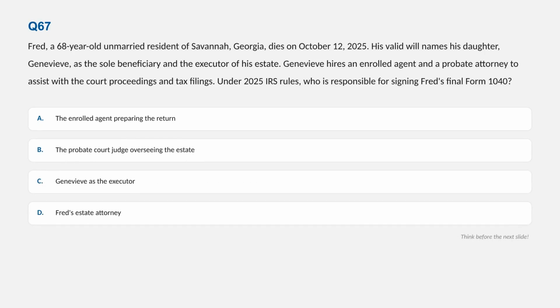Fred, a 68-year-old unmarried resident of Savannah, Georgia, dies on October 12, 2025. His valid will names his daughter Lucy as the sole beneficiary and the executor of his estate. Lucy hires an enrolled agent and a probate attorney to assist with the court proceedings and tax filings. Under 2025 IRS rules, who is responsible for signing Fred's final Form 1040? A. The enrolled agent preparing the return. B. The probate court judge overseeing the estate. C. Lucy as the executor. D. Fred's estate attorney.